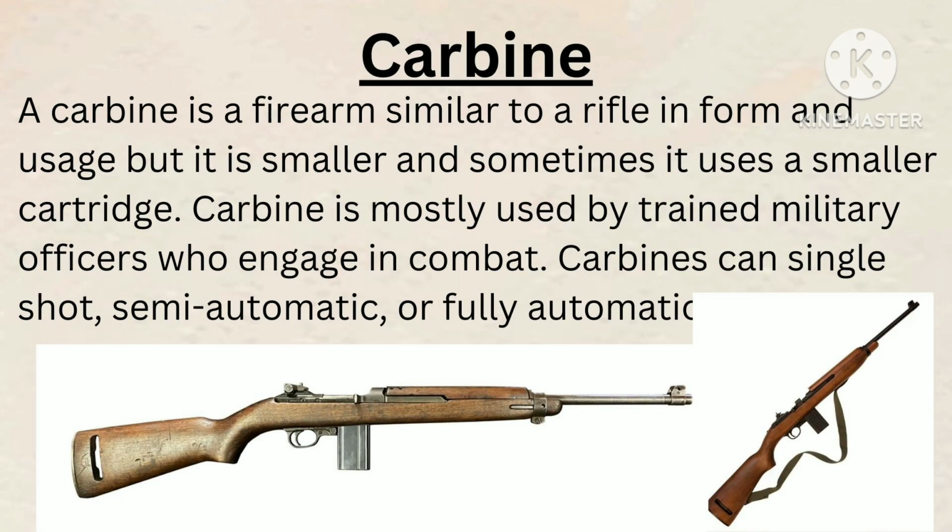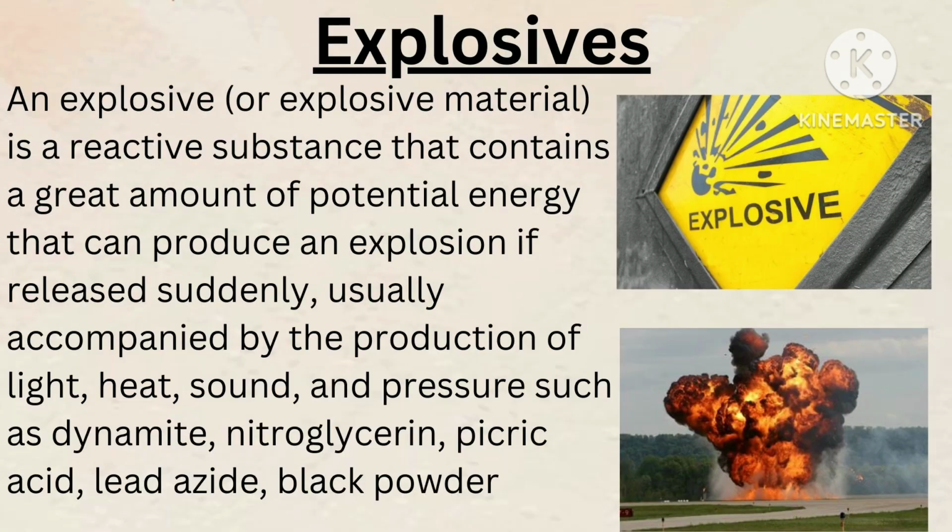Carbine. A carbine is a firearm similar to a rifle in form and usage, but it is smaller and sometimes it uses a smaller cartridge. Carbine is mostly used by trained military officers who engage in combat. Carbines can be single shot, semi-automatic, or fully automatic.